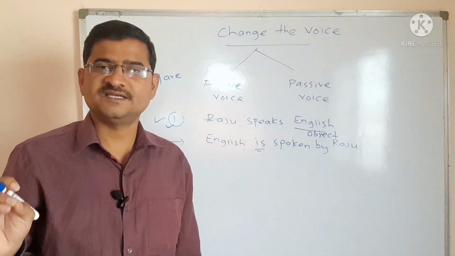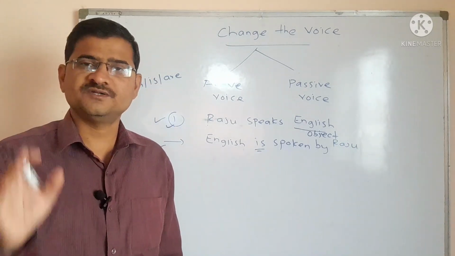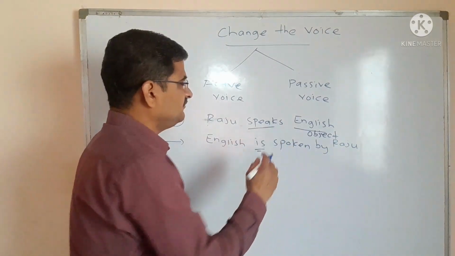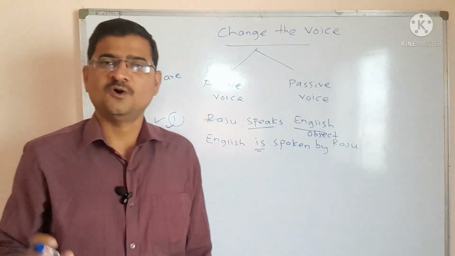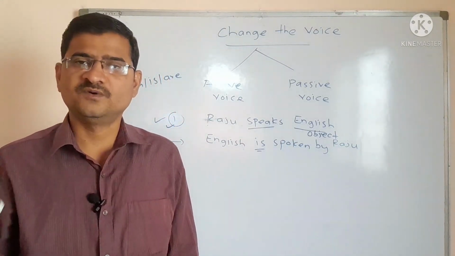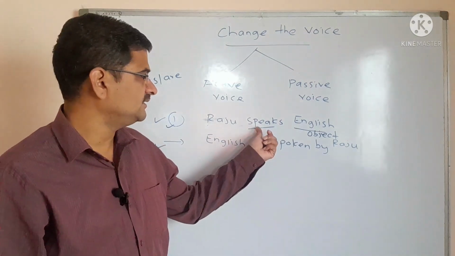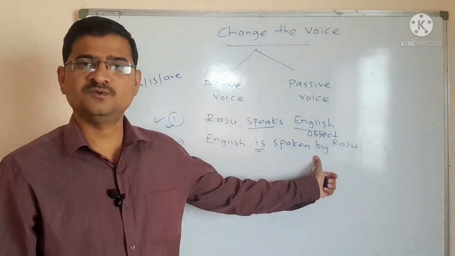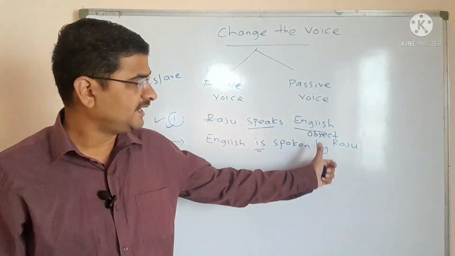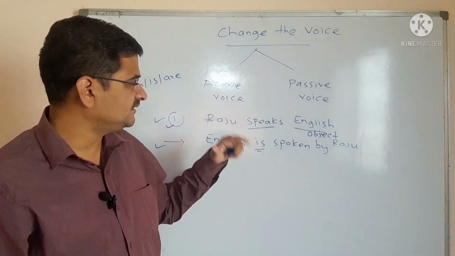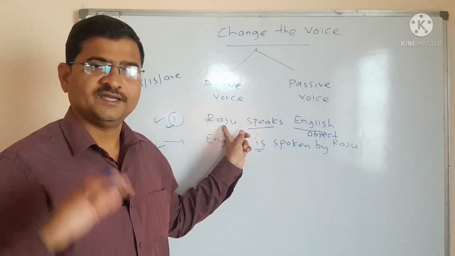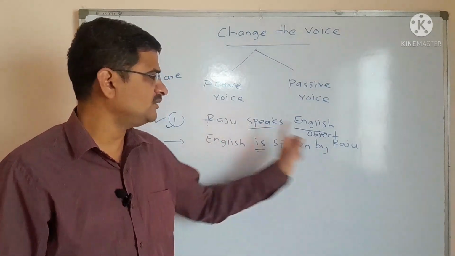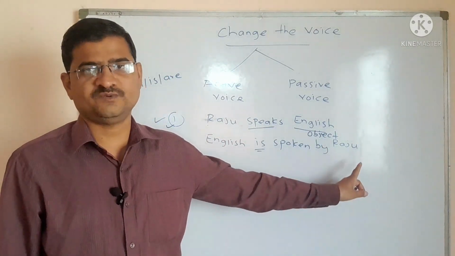After that, compulsorily we have to use the V3 form of the verb. We have to use the V3 form or past participle of the verb in the passive voice. Here the V3 form of speak is spoken. After that, we have to use the word by, and then we have to take the subject of the active voice at last in the passive voice. So here we have taken Raju at the end in the passive voice.